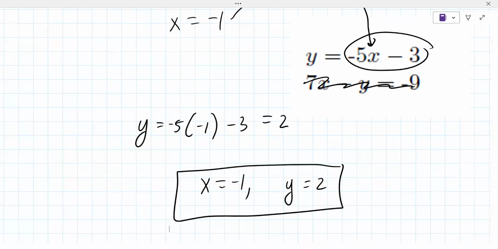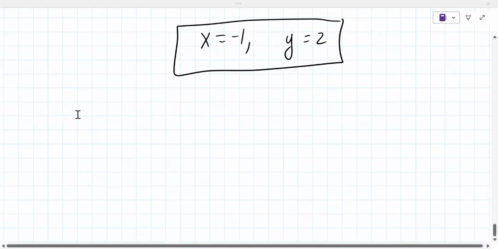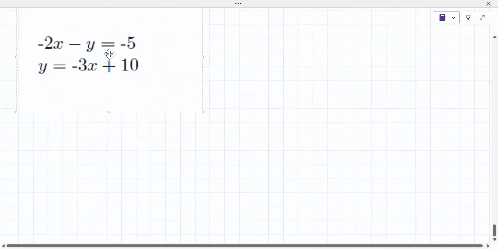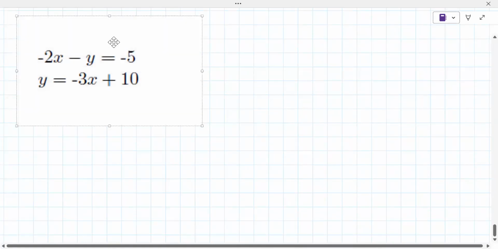Okay, let me give you one to try fully on your own here. You want to find both x and y. So it's the same thing as before.